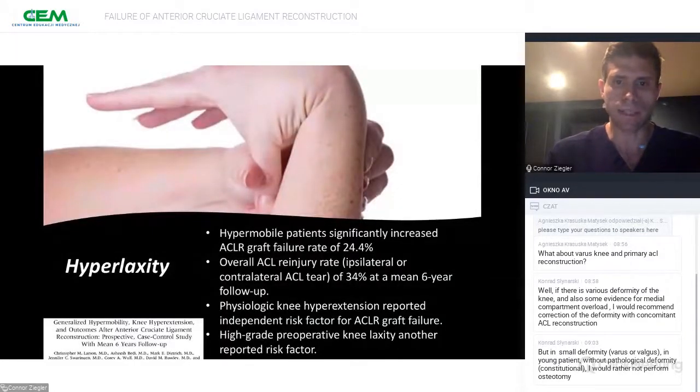And how about hyperlaxity? Well, this is definitely something we need to consider in our patients. Hypermobile patients, this is a study from Dr. Chris Larson in Minnesota. Hypermobile patients have a significantly increased ACL graft failure rate of greater than 24% in his study. Overall, ACL re-injury rate, and that could be on the same side or the contralateral ACL, was 34% at a mean 6-year follow-up. Physiological knee hyperextension is reported to be an independent risk factor for ACL graft failure. And high-grade preoperative knee laxity is another reported risk factor. So these are all things we need to consider.